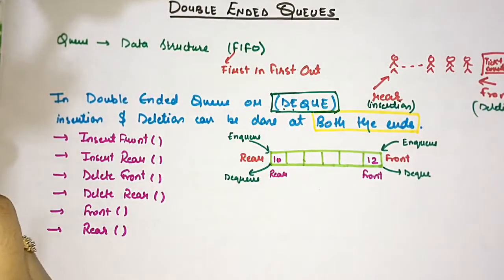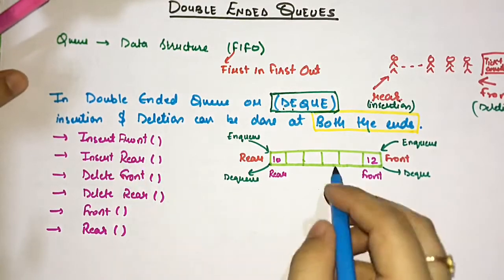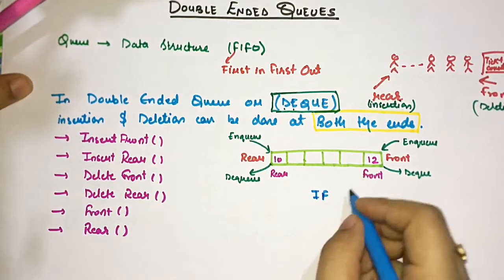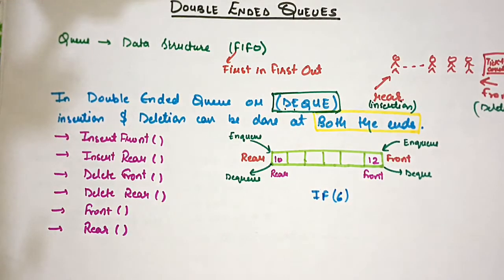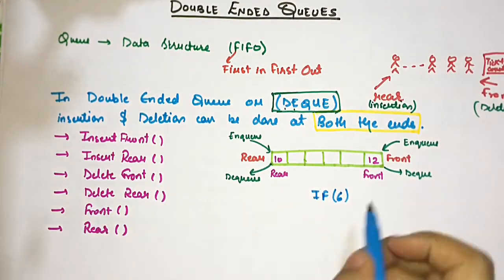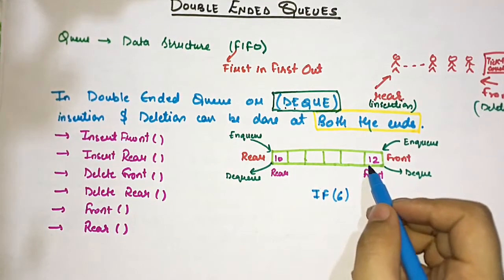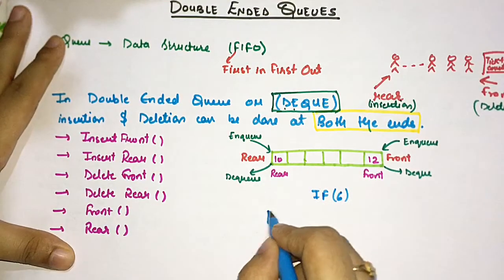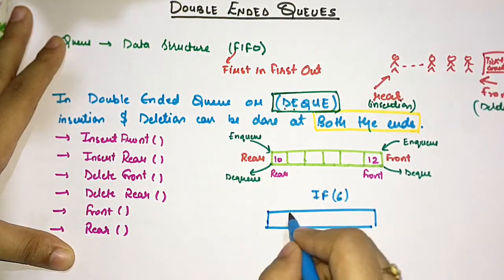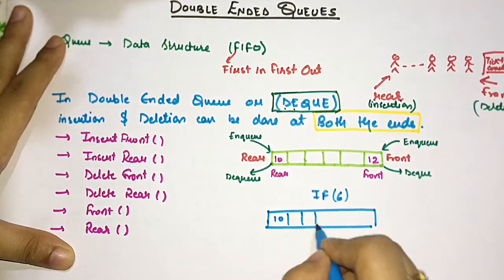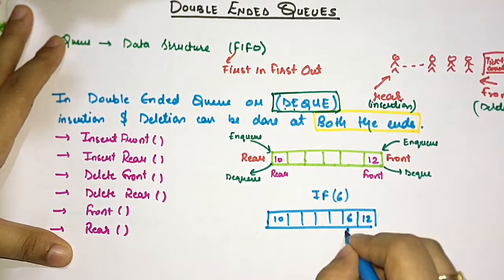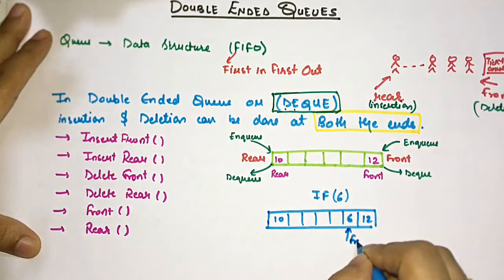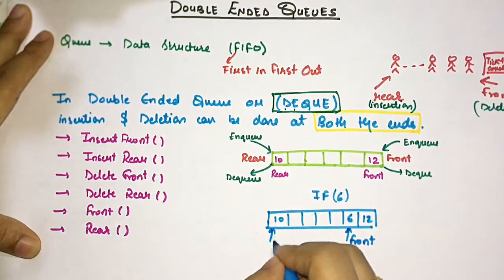Now if I do the insert front operation, insert front 6, if I want to insert 6 in the front, I will insert at the front end, so the queue will become 10, 6 and 12, and the front pointer will point here now, and this is rear.